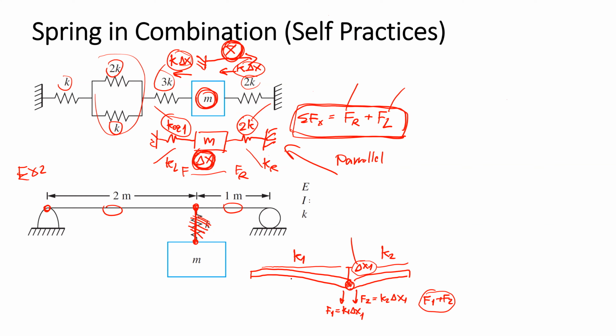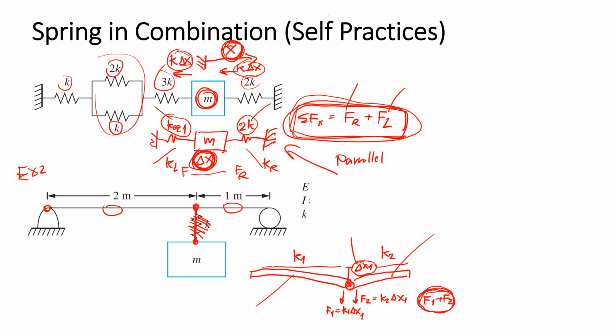So if this is not a spring, just a cable, do you think the springs from the left hand side and the right hand side are connected with each other in parallel or in series? We share the same displacement and the force are combined. Parallel. Yes.